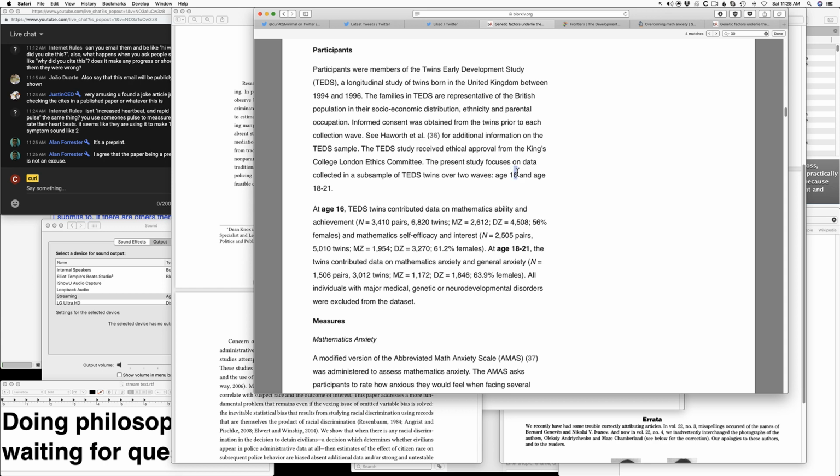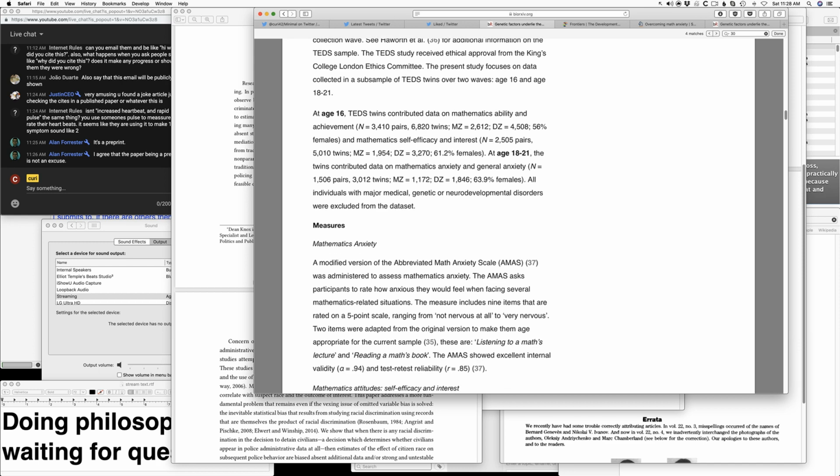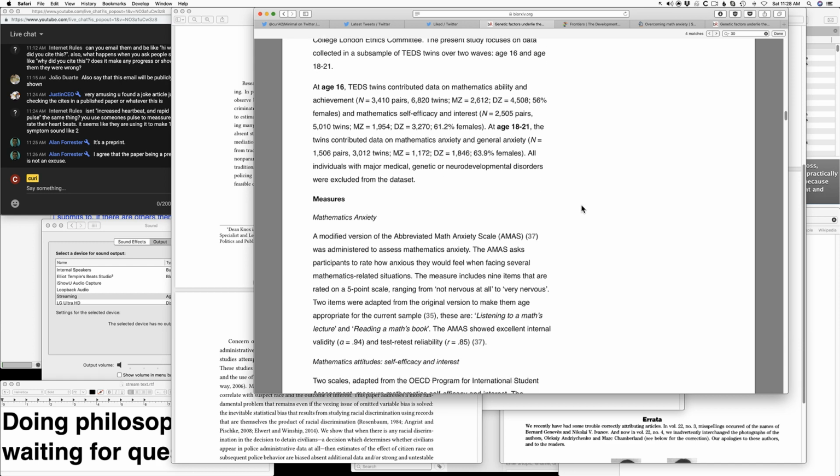Oh, so they actually don't deal with 17-year-olds? Not important. Okay. Age 16, they contributed math data. Oh, so earlier they said they had 3410 pairs of data, but then for some of the data they only have 2505 pairs. And then at age 18 to 21.